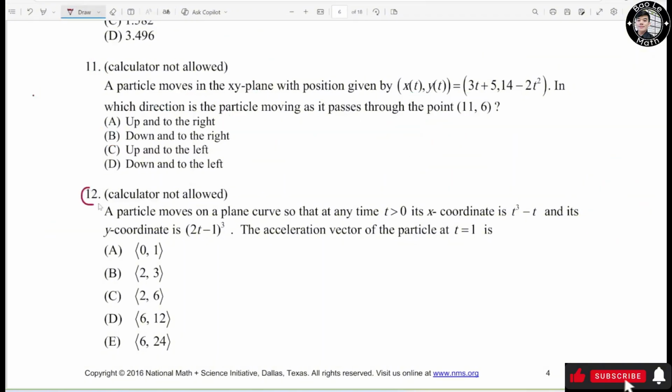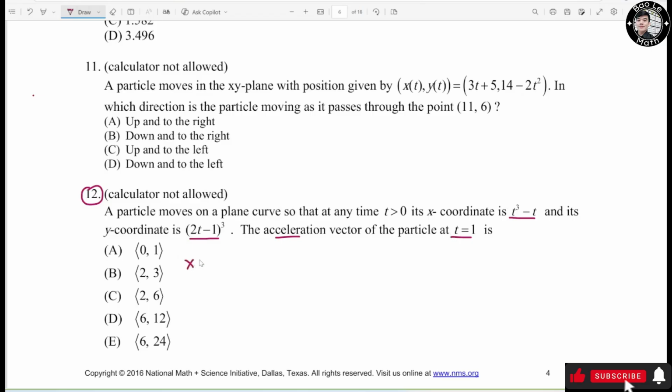Now let's move on to question 12. A particle moves on a plane curve so that at any time t greater than 0 its s coordinate is t cubed minus t and its y coordinate is 2t minus 1 cubed. The acceleration vector of the particle at t equals 1 is. Alright, so basically we need to find the second derivative of this guy, right?